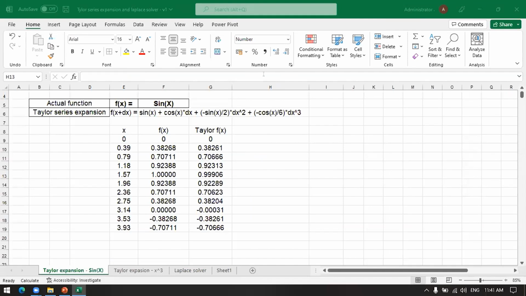So as you can see on the screen, I've chosen the function as sine x. Just to make you aware, I have written the Taylor series expansion of f of x plus dx, which is f of x2, for example. So f of x, that is sine x, plus f dash of x into dx, plus f double dash of x into dx square, and so on and so forth.